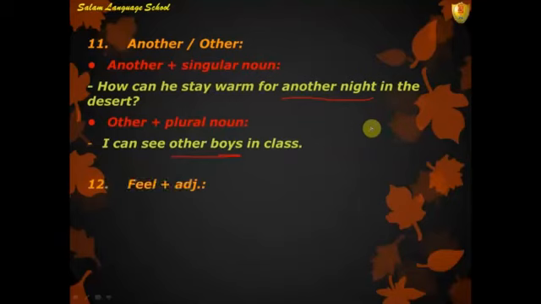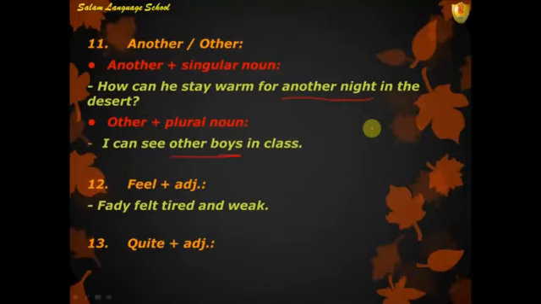Number 12, feel plus adjective. For example, Fadi felt tired and weak. Fadi felt hungry. Fadi felt happy and so on. Number 13, quite plus adjective. Quite in Arabic, إلى حد ما أو نوعا ما. So the example here, I feel quite happy, إلى حد ما سعيد. Quite happy, quite hungry.